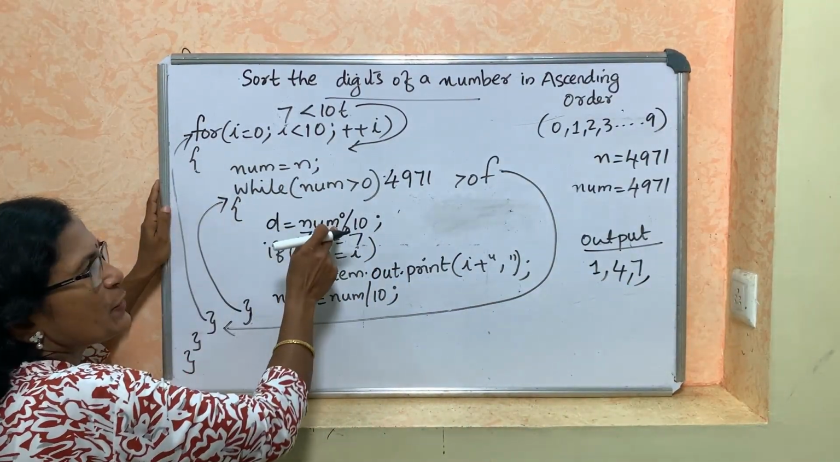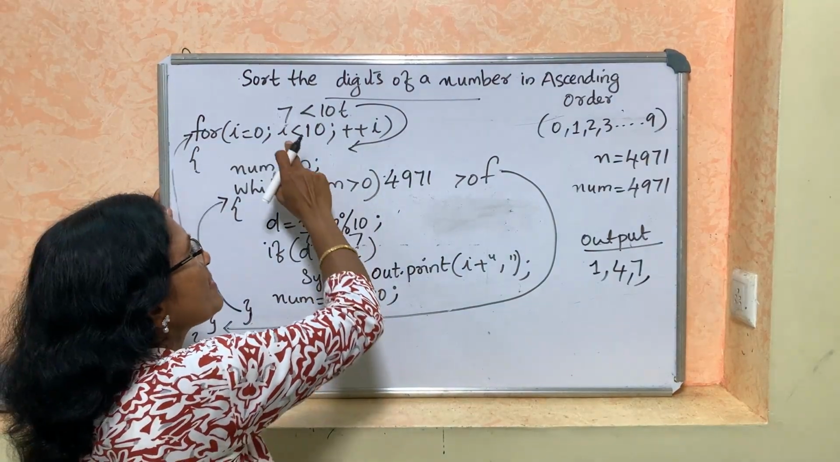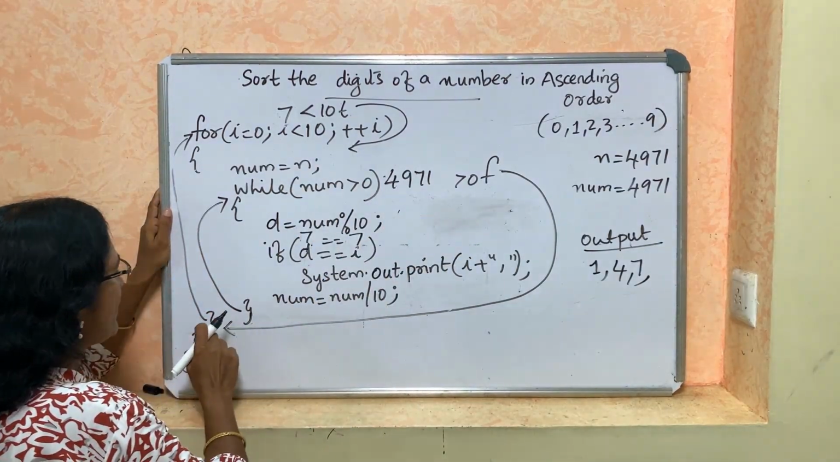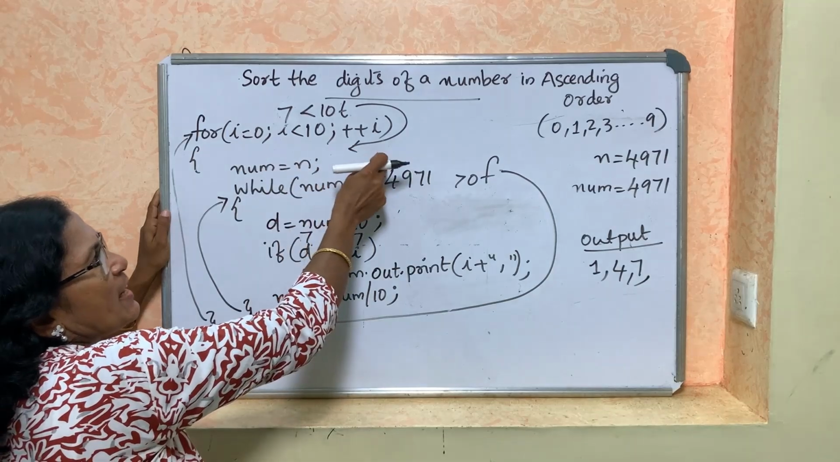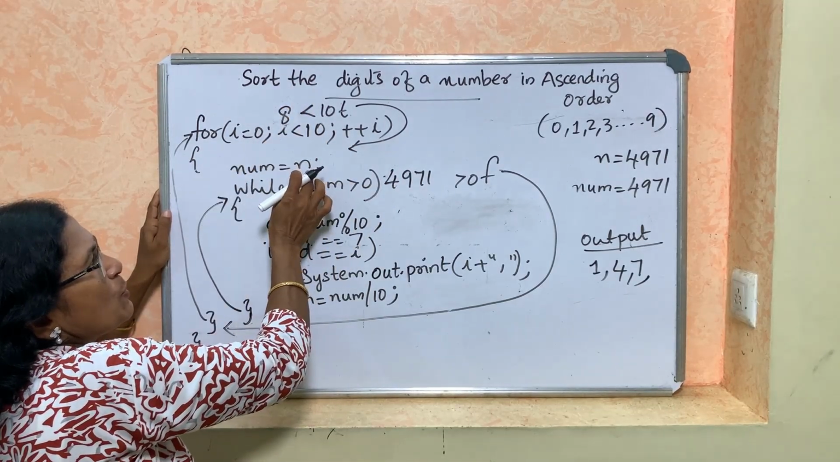Now, while loop continues till num becomes 0. We cannot find any more occurrence of 7 in the number. So, I loop goes for the next iteration. I is updated to 8. Num is equal to n.